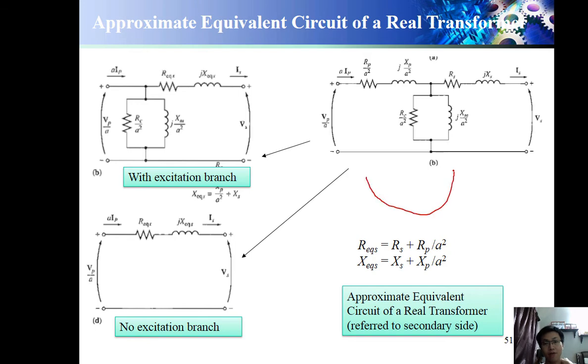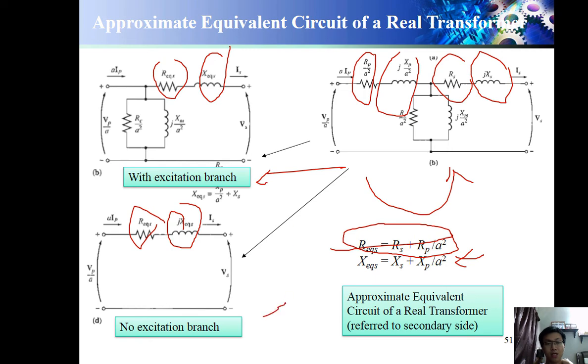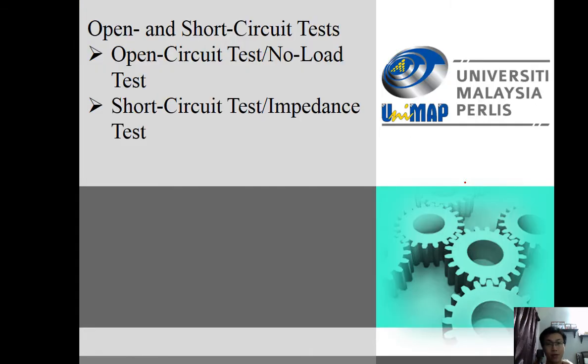Same. Just now it was secondary referred to the primary side. Now it is primary referred to the secondary side. Then I add up this one, becoming this one. Then I add up this one, becoming this one. Then I have this one. So one is without excitation, one is with excitation, one is without excitation. Then we call it the approximate equivalent circuit referred to the secondary side.